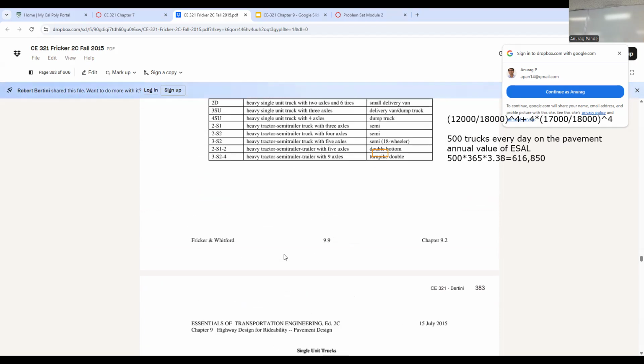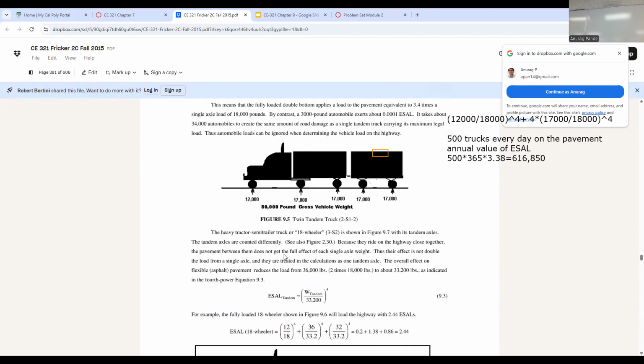So the gross load is 70,000, right? So 70,000 is the total minus the 12,000 on the steering axle. You're left with 58,000. And that's going to be equally distributed onto these four axles. So 58,000 divided by 4 is what you're doing here for a 2S12 truck.